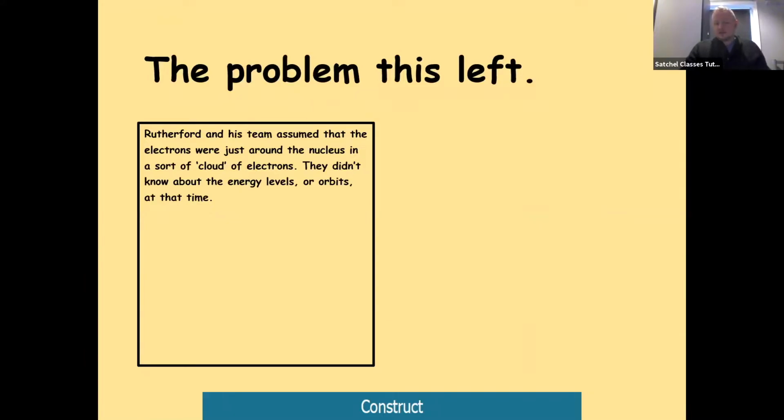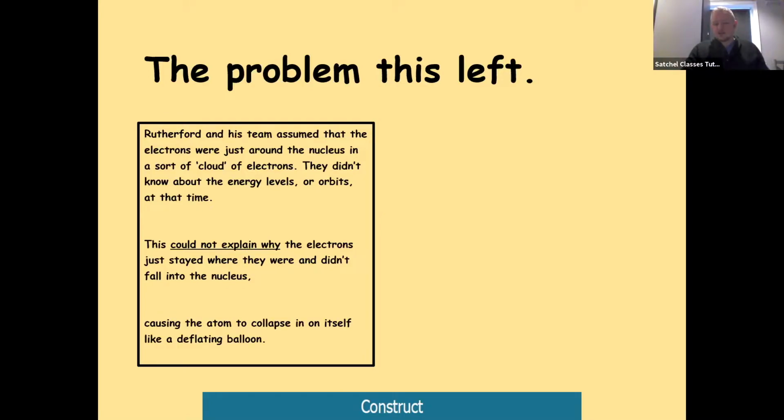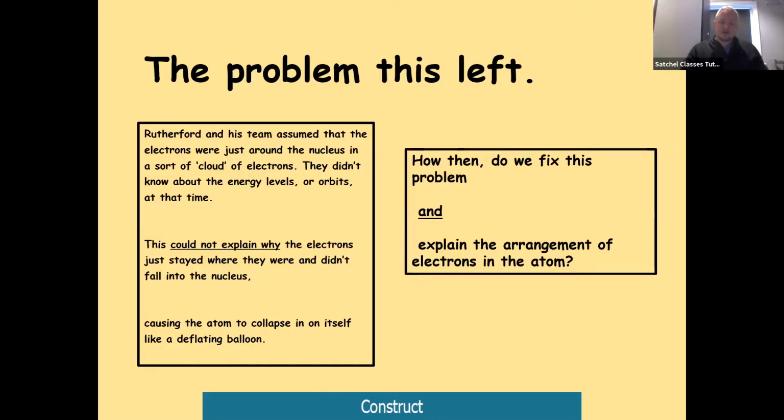Rutherford and his team assumed then that the electrons were around the nucleus in a sort of cloud of electrons. They didn't know about the energy levels or the orbits at that time. This couldn't explain then why the electrons just stayed where they were and why they didn't fall into the nucleus because of the force of attraction between them, causing the atom to collapse in on itself like a bit of a deflating balloon. How then did we fix this problem, and how do we then get to the modern atomic structure where we explain the arrangement of electrons in the atom?